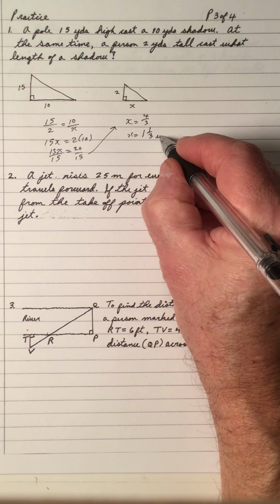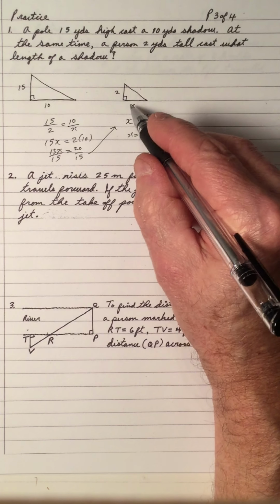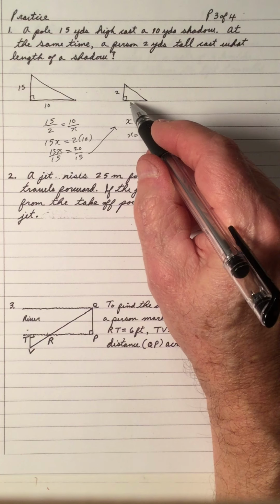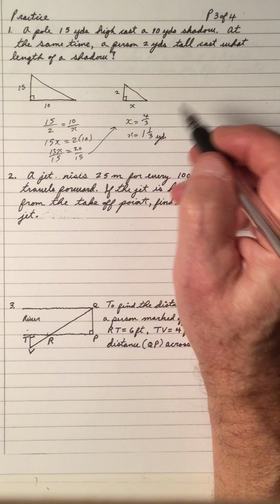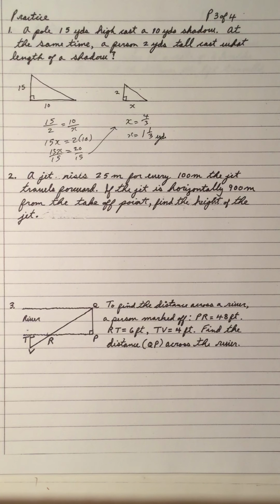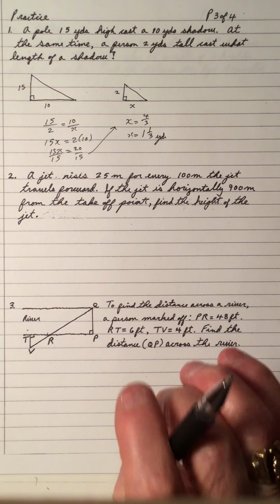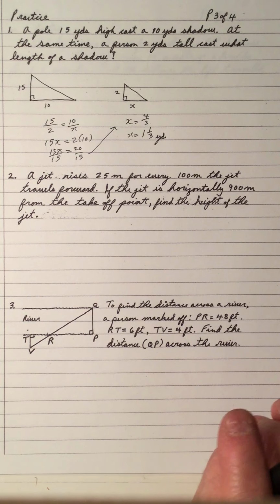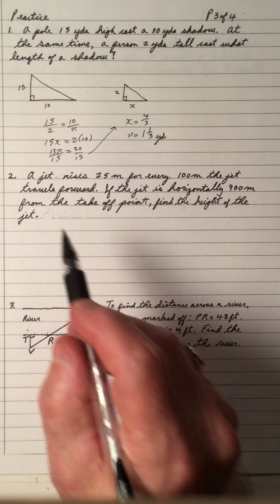And we're dealing with yards. So the length of the shadow of the person is 1 1/3 yards. Again, notice all problems here are related to similar triangles. You can see corresponding parts are equal.